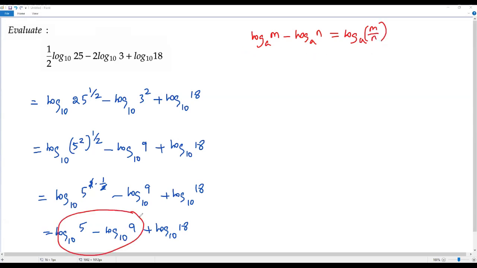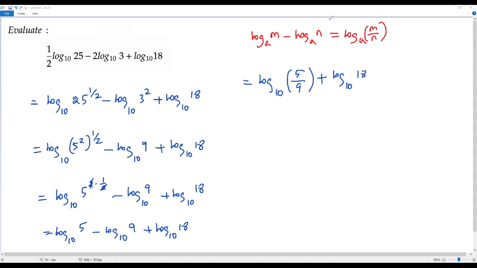Here we have subtraction of two logarithms with the same base 10. Now what do we have to do for the first two logarithms in this expression over here? I have to write a logarithm once with the same base of what I have for the two logarithms, and now I have to divide the arguments 5 and 9 according to the rule I've explained over here. That is we have 5 over 9, positive. We can write this logarithm as it is. It is log base 10 of 18.